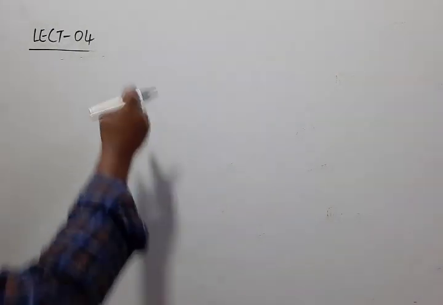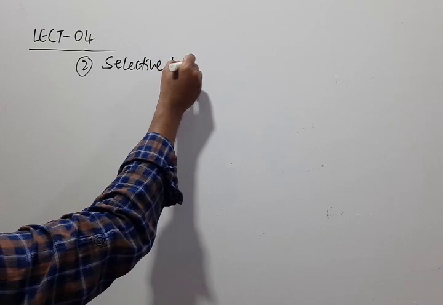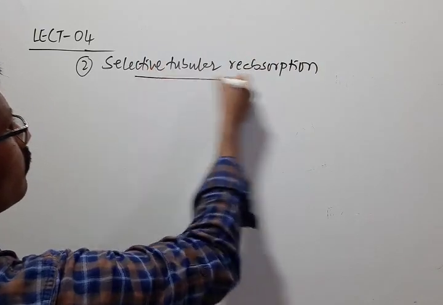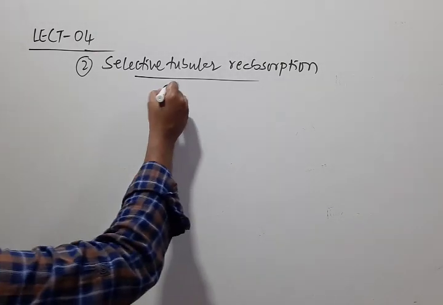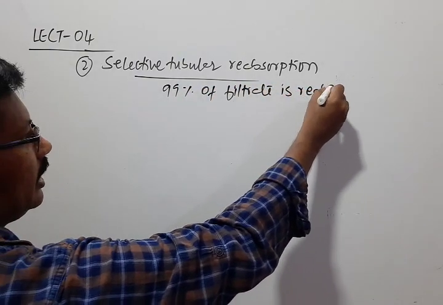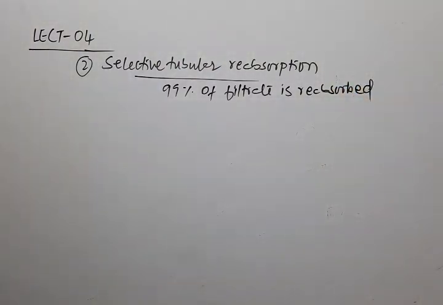The next one, that's the second step, is called selective tubular reabsorption. Here in selective tubular reabsorption, which is the second step, 99% of the filtrate will be reabsorbed by the renal tubule. So 99% of the filtrate is reabsorbed by the renal tubules.